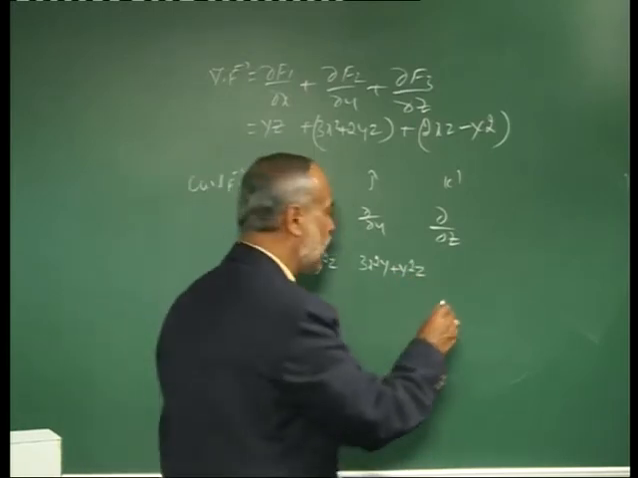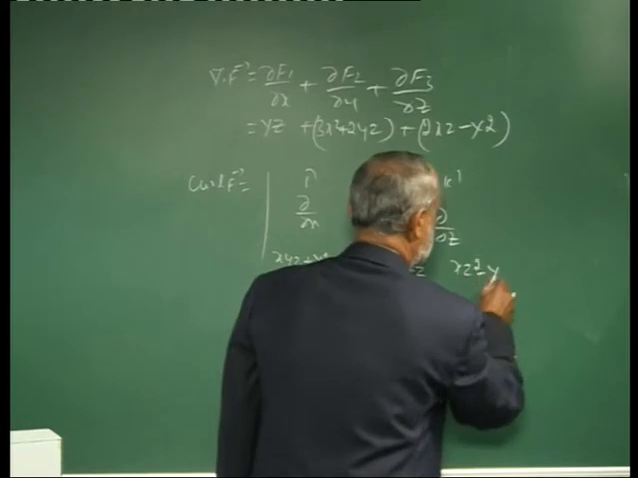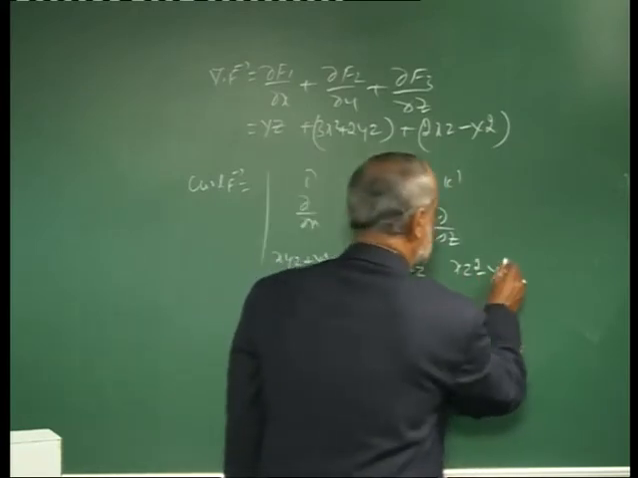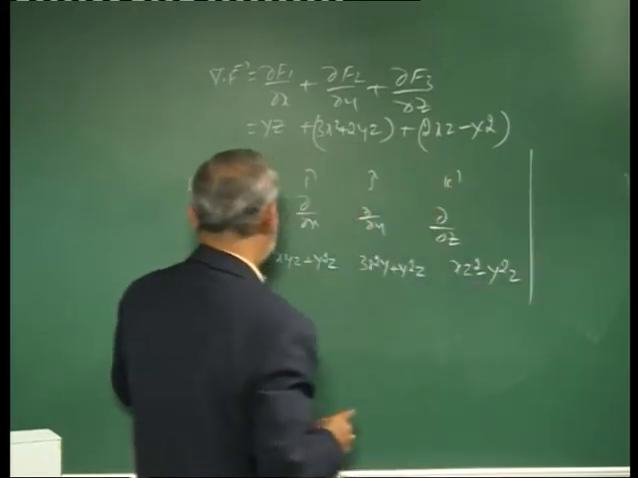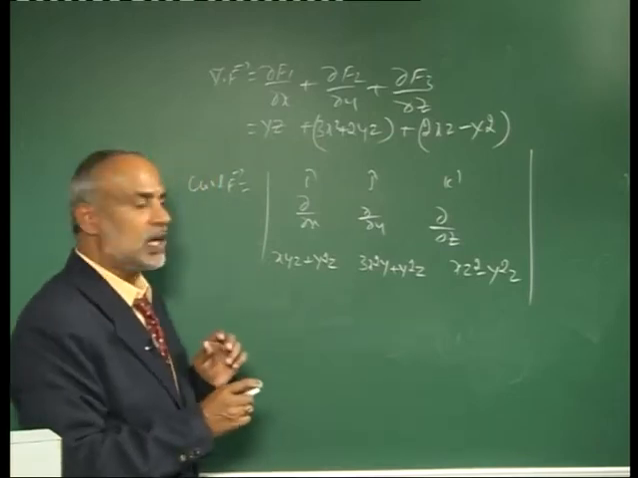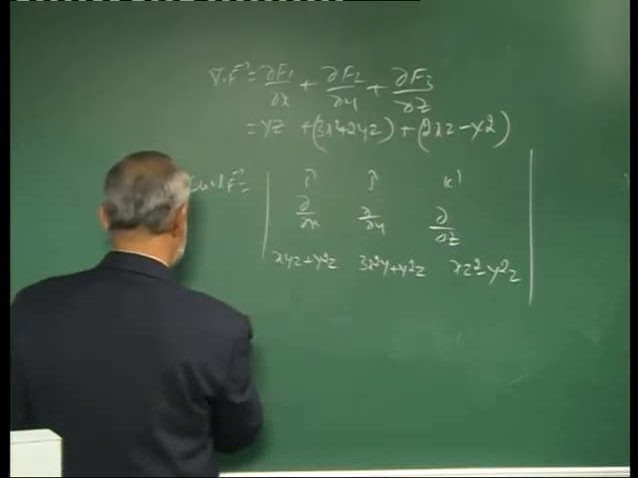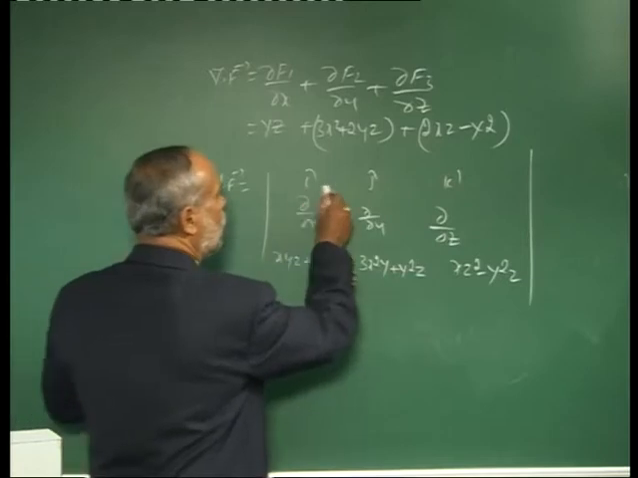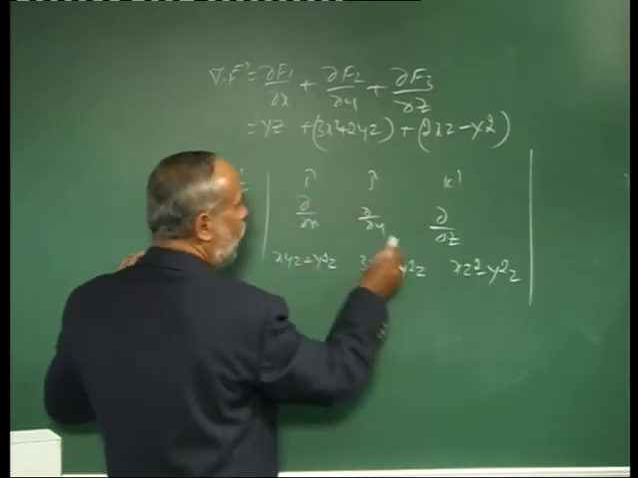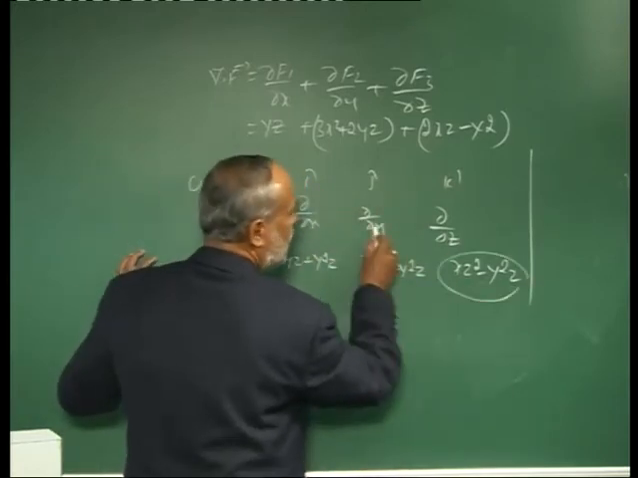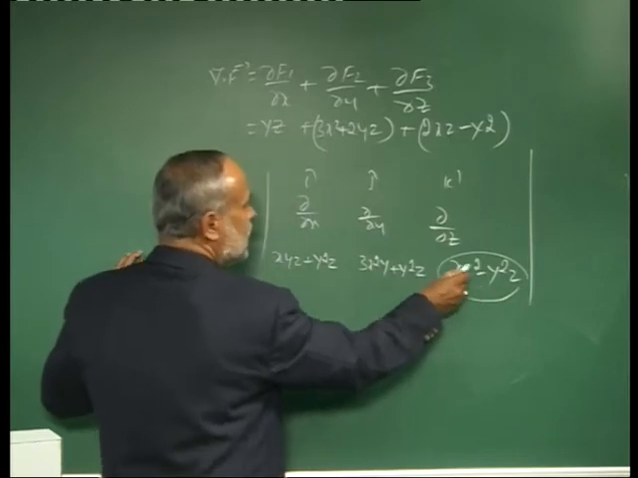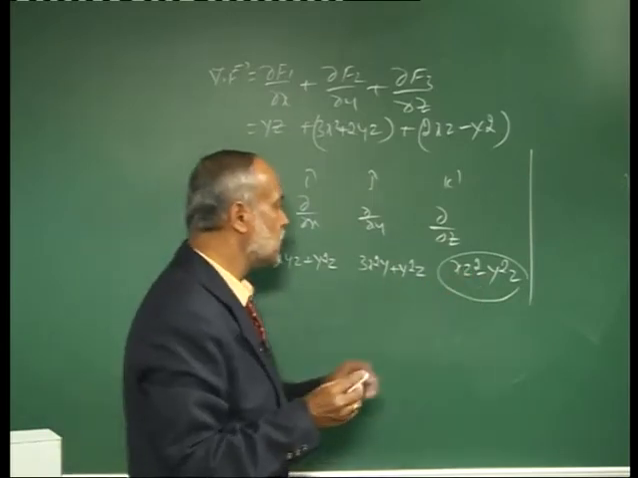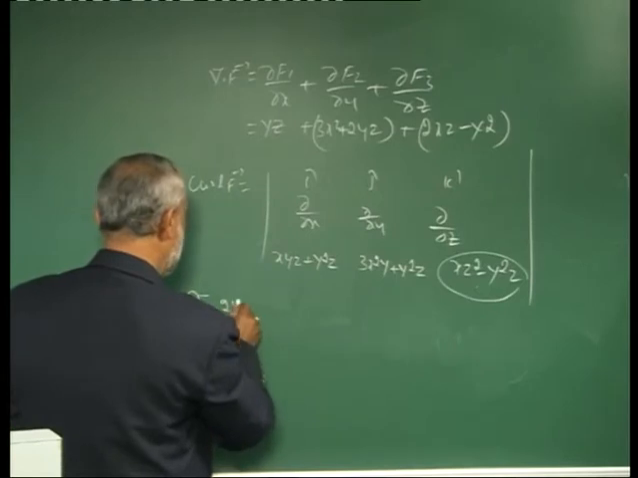Next, xz² minus y²z. This is the determinant form. Now we have to expand the determinant. This equals i vector, you can leave the first row, first column, ∂/∂y of this. Differentiating partially with respect to y, xz² is 0, minus y²z gives minus 2yz.